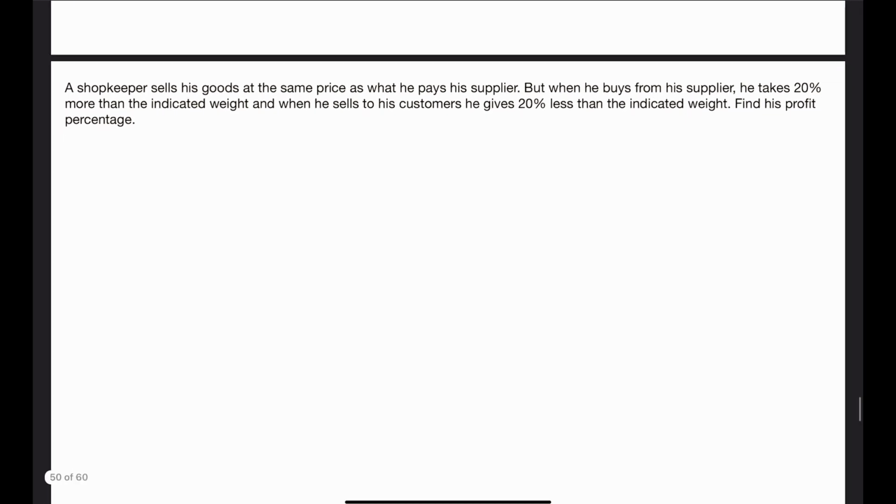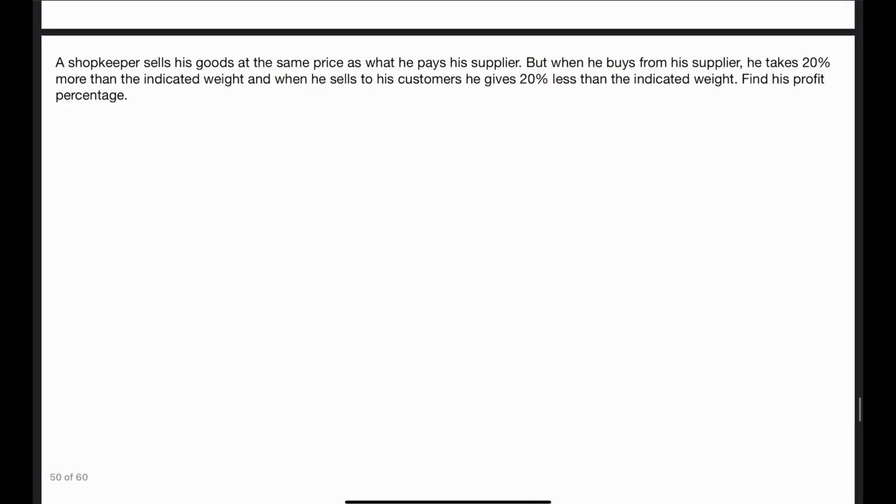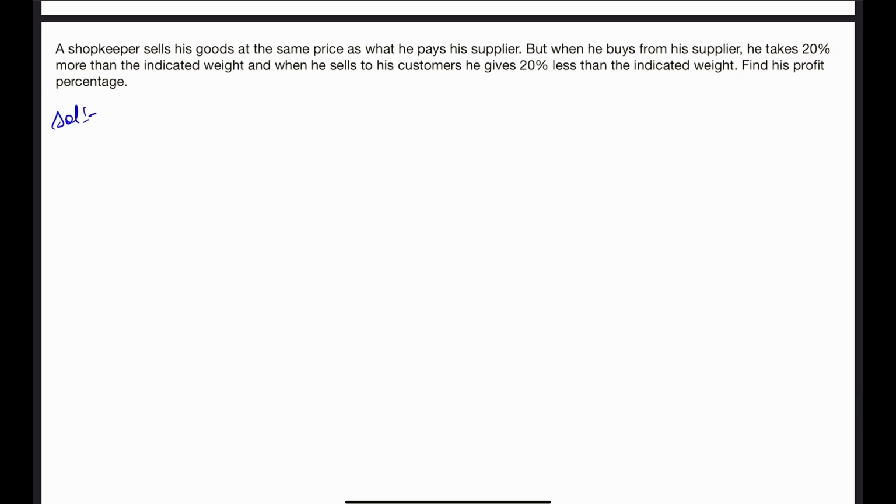So this question is: a shopkeeper sells his goods at the same price as what he pays his supplier, but when he buys from his supplier he takes 20% more than the indicated weight, and when he sells to his customers he gives 20% less than the indicated weight. Find the profit percentage. For solving this question I'll use the same approach. So the price is not something to think of right now.